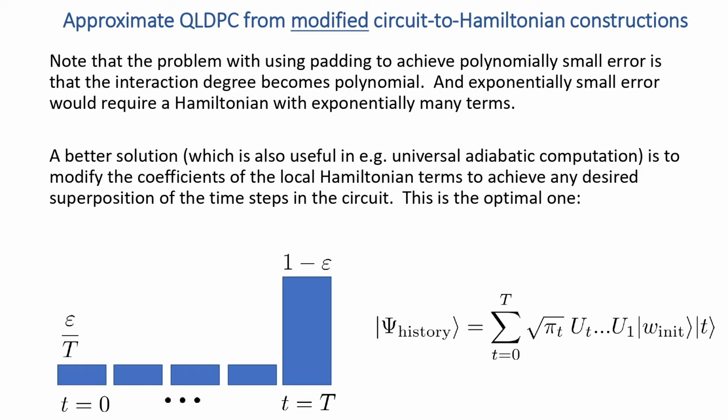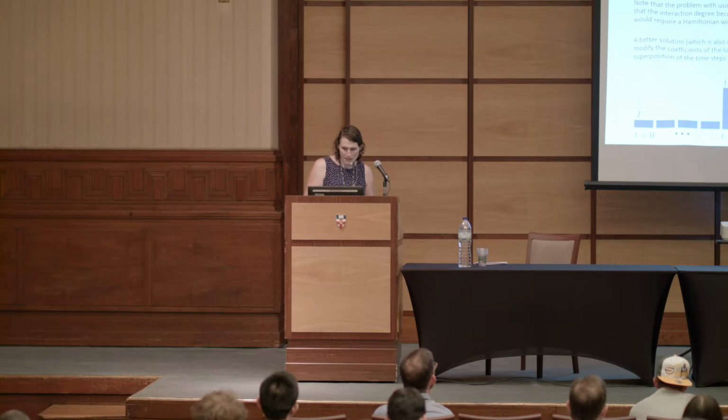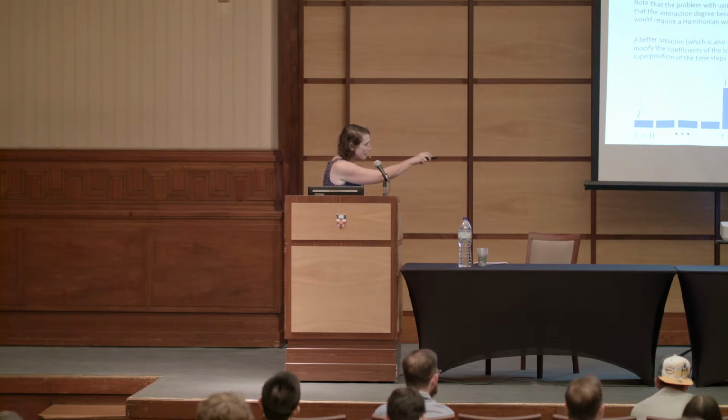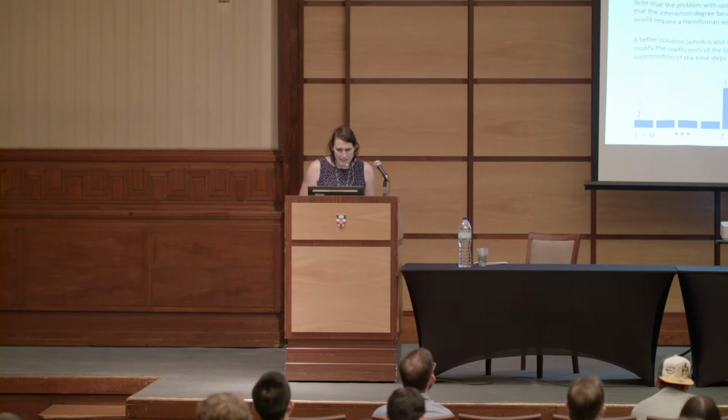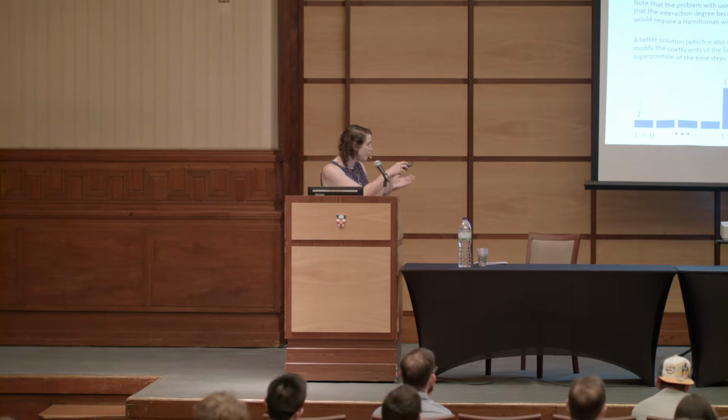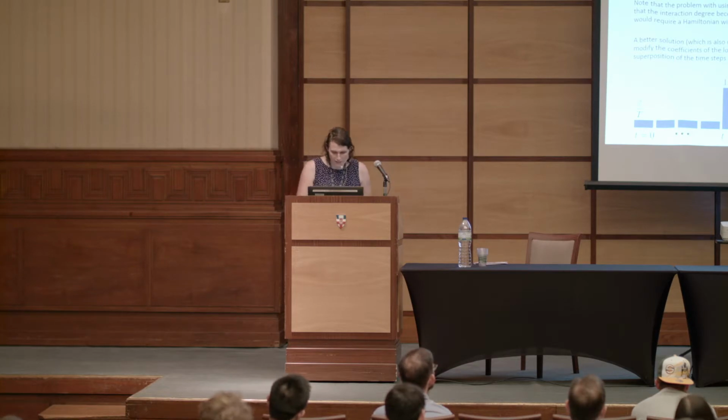So now, as you look at this, you'll see this matches the code space. These are the code words, and here's a little bit of noise that tags along that makes this an approximate code. All this looks like mathematically is that we've shifted the uniform normalization to a time step dependent distribution over the time steps of the circuit. I'll just mention that these biased history states could also be useful in other contexts, like universal adiabatic computation, where these states are used.